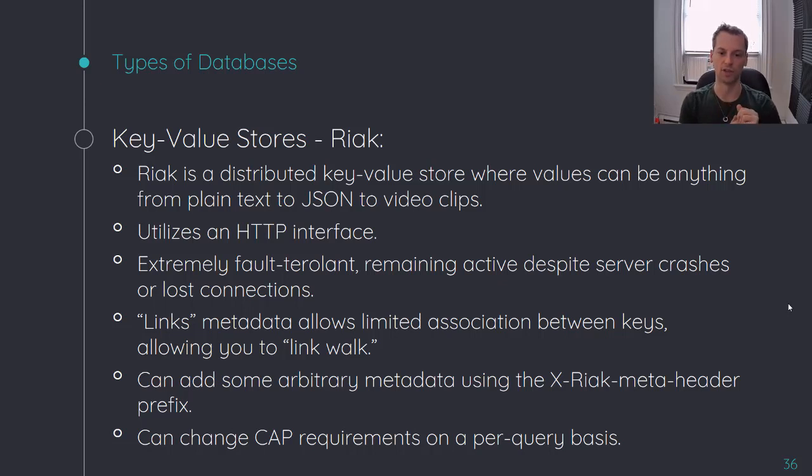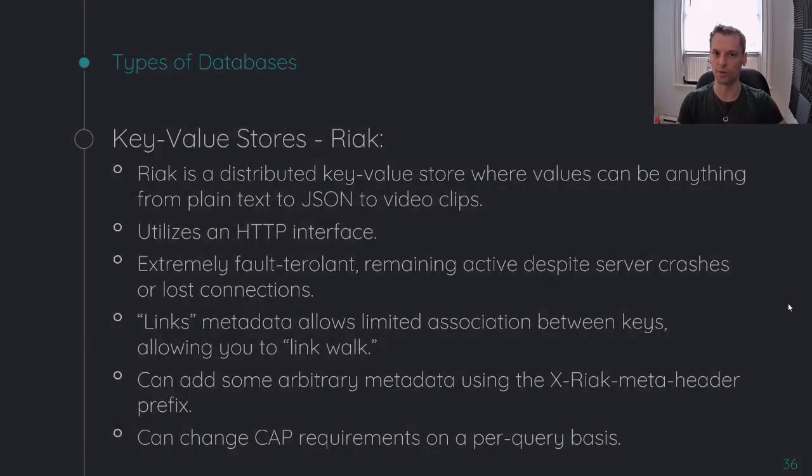They have links metadata, which allows association between keys to a limited degree. You can link walk between keys and do a little bit of querying that way, though it's not super powerful, but it's something. And you can also add some arbitrary metadata using the xRiak meta header prefix that adds a little bit more queryability. And one of the really cool things about it is you can change your CAP requirements on a per query basis. So if you want this particular query to have consistency, and lock everybody out, you can do that. Or if you want to prioritize availability, you can do that.